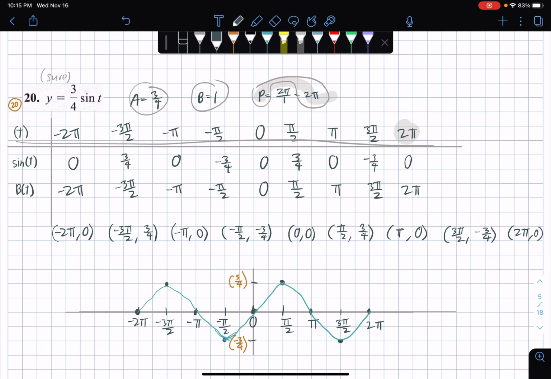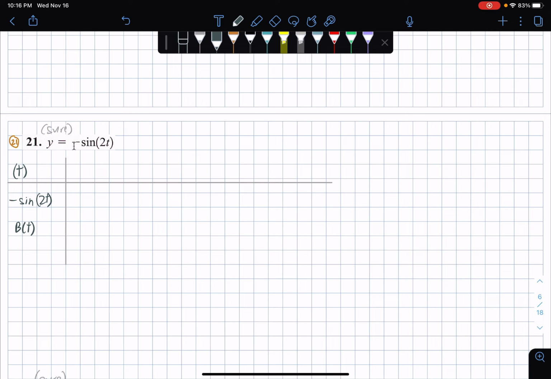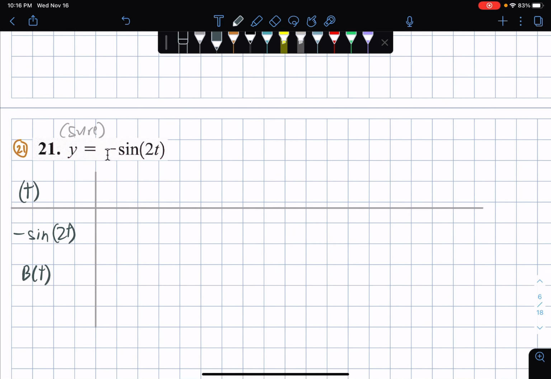Let's move on to number 21. So this time it's going to be something different, something that's not ordinary based on what we answered just recently and in the previous video. This time the amplitude is still 1, even though it's negative 1 over here, because amplitude has absolute value applied to it. All the values will always be positive.